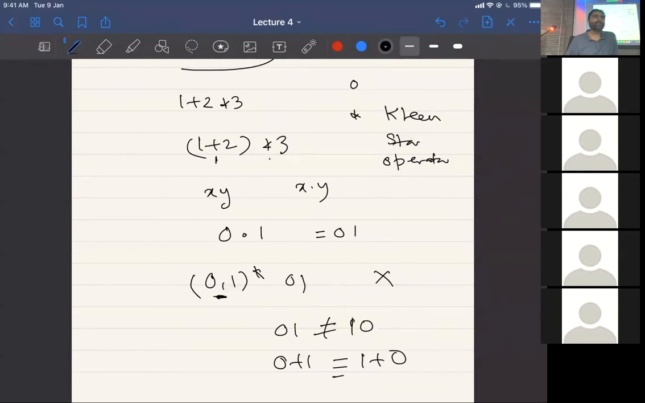Sir, will 0 and 1 appear an equal number of times? So will zeros and ones appear an equal number of times, always? Not necessary. They can appear any number of times.